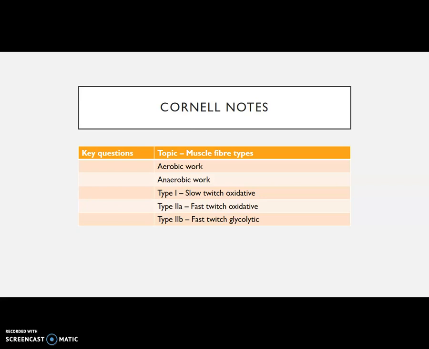Okay, so now what we're going to do is look at the three different types of muscle fibres that we have. One muscle will contain all three of these fibre types. However, in some people they have more type 2B fast twitch muscle fibres, and in others there are more slow twitch muscle fibres. So for example, marathon runners will have more type 1 slow twitch muscle fibres within a muscle, and sprinters will have more type 2B fast twitch muscle fibres within their muscle.